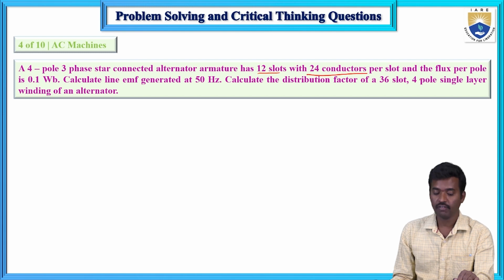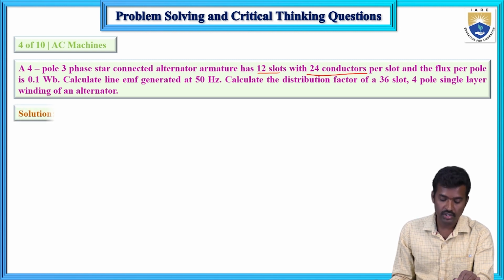Now in the fourth problem, a 4-pole 3-phase star connected alternator armature has 12 slots and 24 conductors per slot. The flux per pole is 0.1 Webers. Calculate the line EMF generated at 50 Hz, and calculate the distribution factor of a 36 slots 4-pole single layer winding of an alternator.